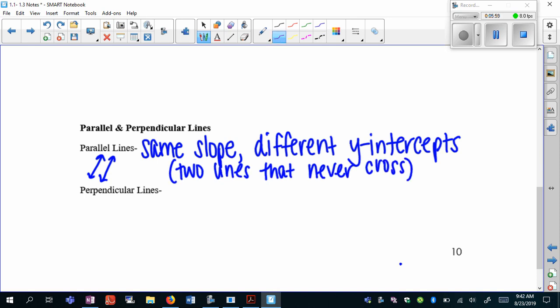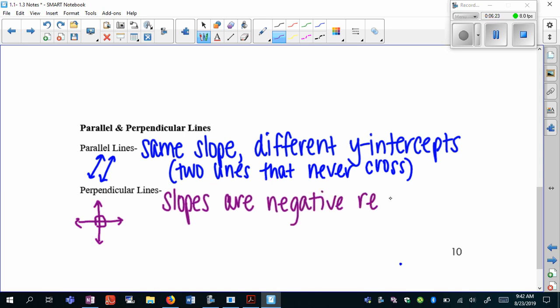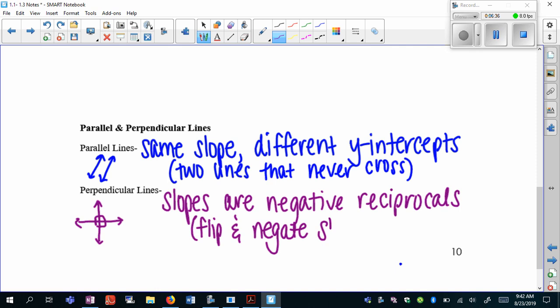And then for perpendicular, these are lines that cross and form right angles. So something like this. Those are perpendicular. For these slopes, in order to get perpendicular lines, the slopes have to be negative reciprocals, which really means that the slopes are flipped and negated. So you flip and negate slopes.